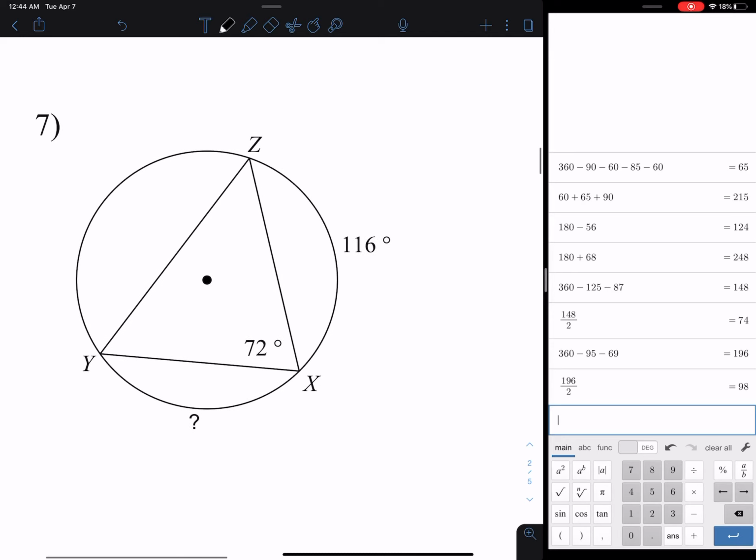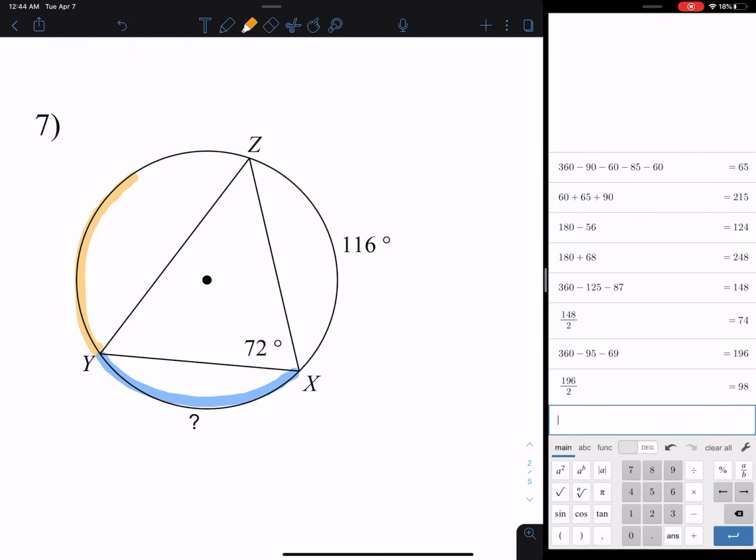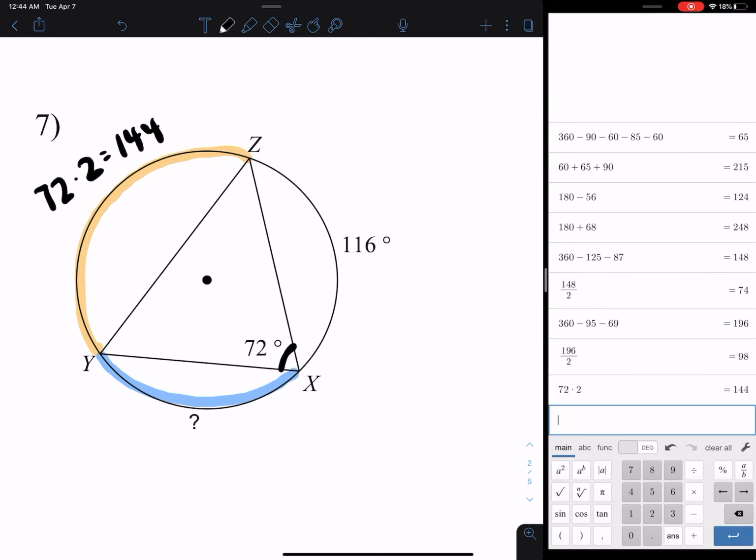Okay, the next one, we're trying to find this arc. That's our goal. So if we're given this angle, we need to multiply it by 2 to get the orange arc. So 72 times 2 gives us 144. And then we have 2 arcs. We need to subtract those 2 from 360 to be able to figure out that third arc. So I'm going to do 360 minus 144 minus 116. And that tells us that this arc is 100 degrees.